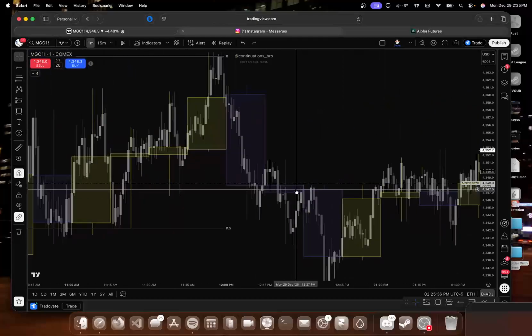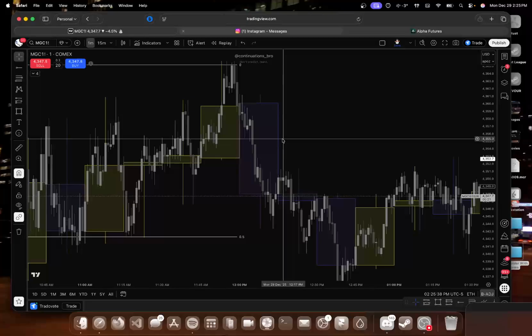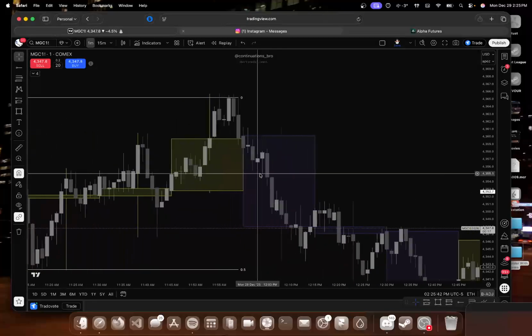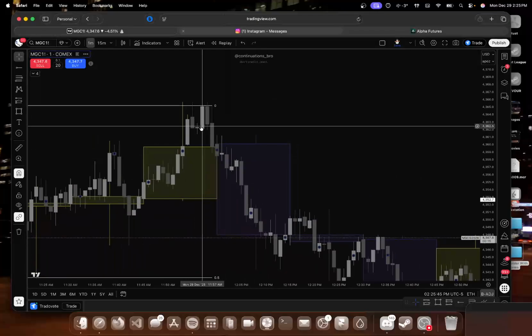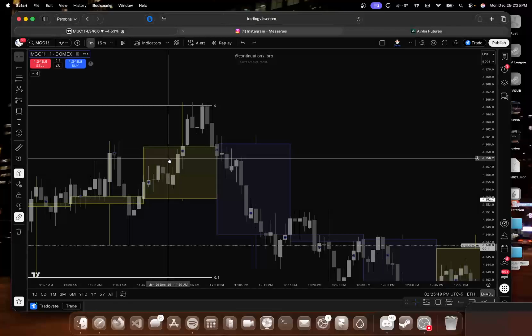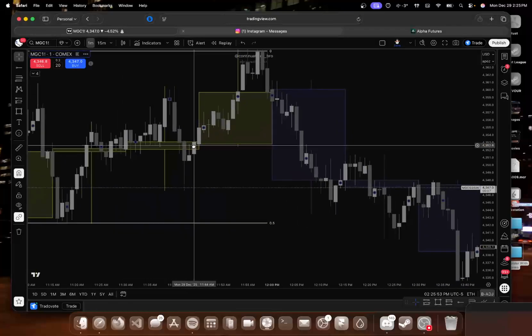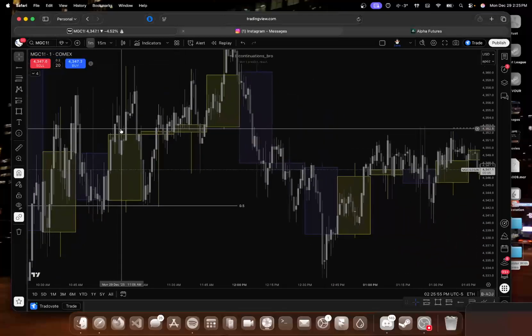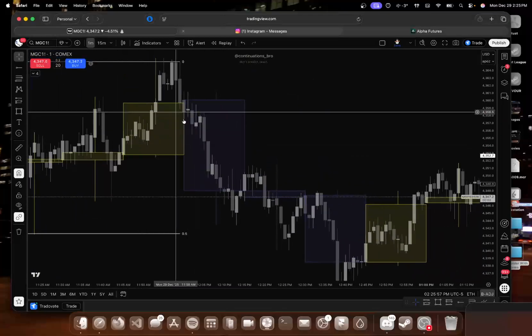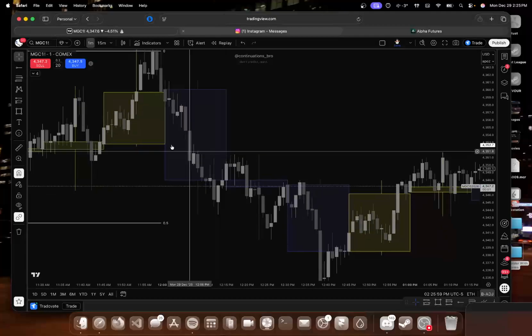Now, my idea of CISD might be different than some people's. This is how I use CISDs. I look at the last... let's say I'm looking for a bearish CISD. I look for the last bullish candle, right? So let's say here. This is going to be an entry on the model.